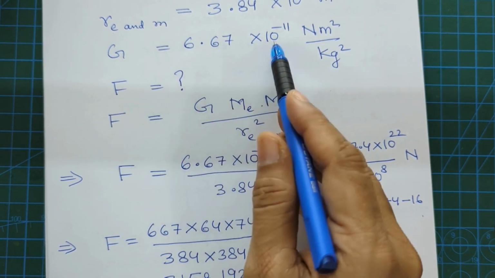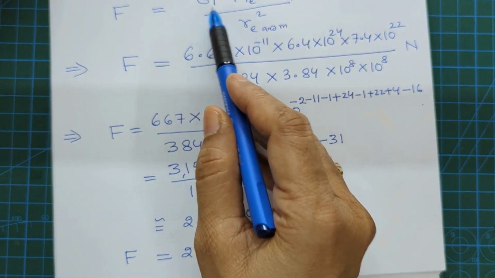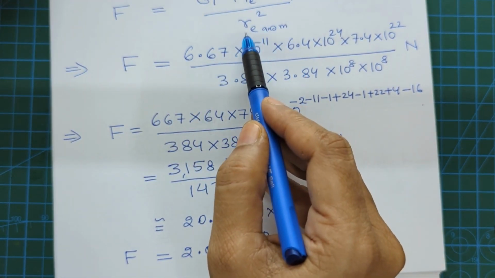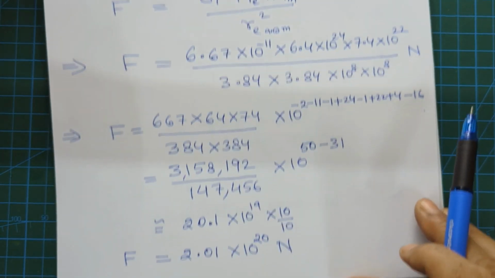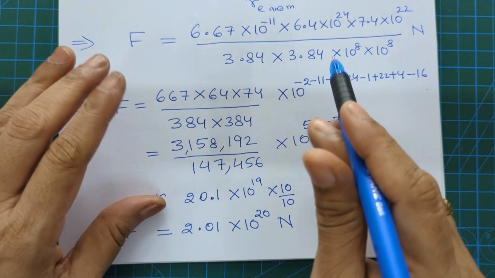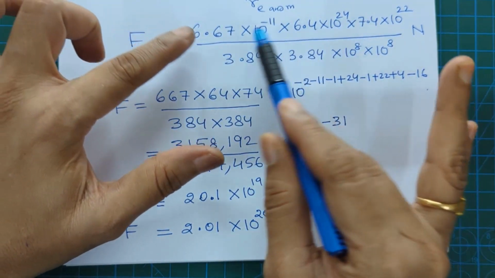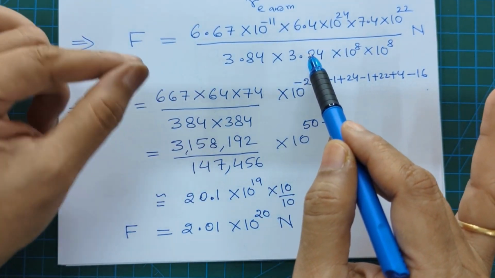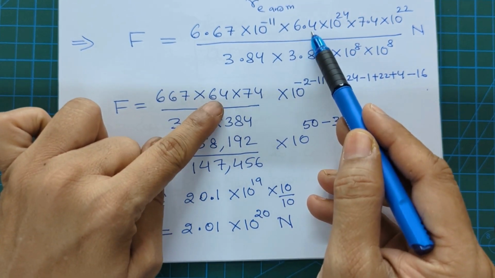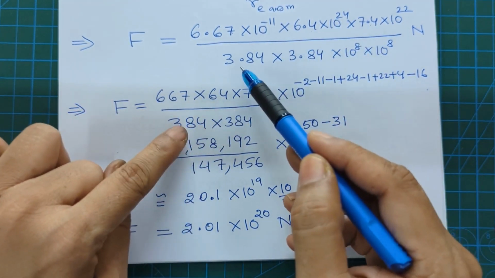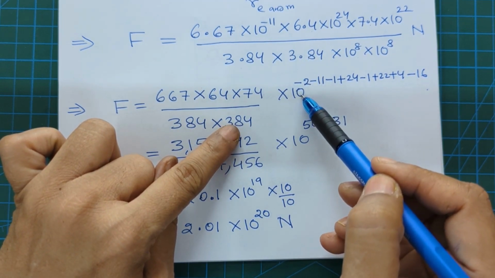Universal gravitation constant, however, we know, we should calculate the force. Which formula are we using? We are using F is equal to G m1 into m2 by the distance between the centers of these two masses. So we placed all the values. Then what is the way of solving this? You have to collect all the numbers in the numerator and denominator without decimals. Means here 667, 64, 74, 384, 384, and then collect the 10 to the powers.